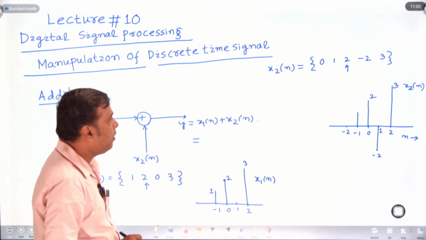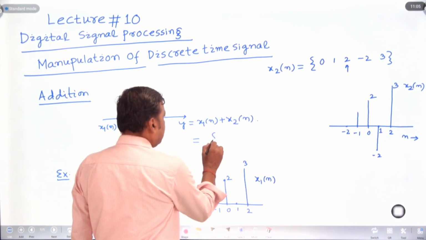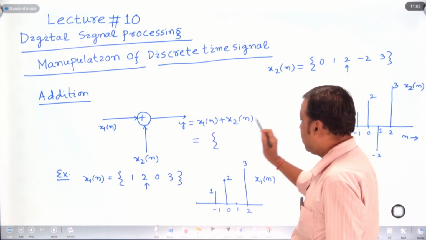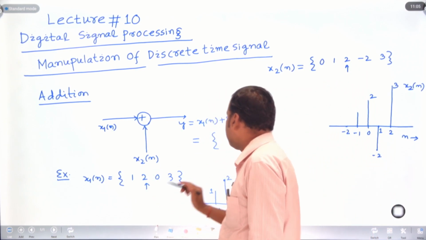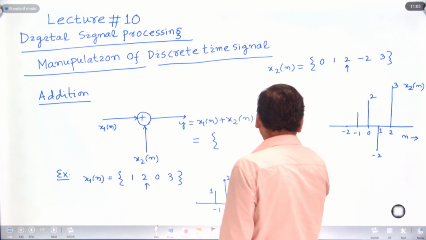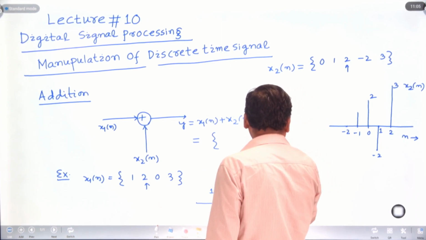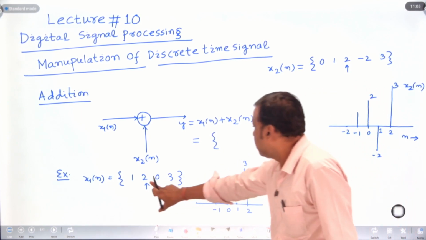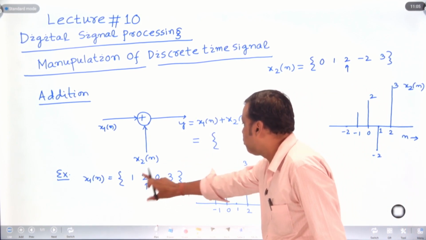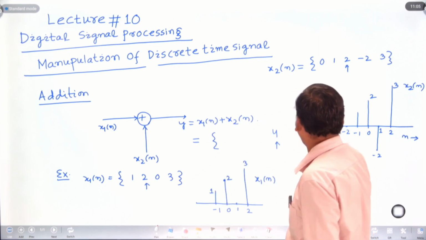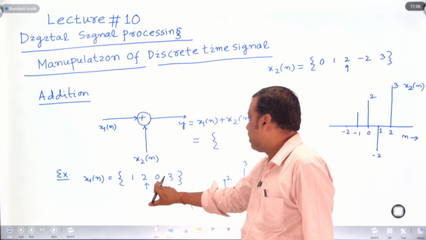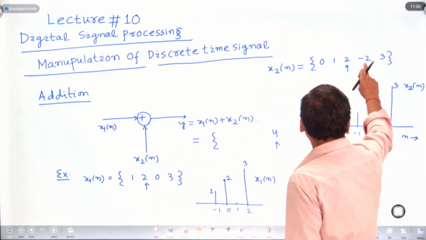First of all, you must add for n equal to 0. For n equal to 0, x2 of 0 is 2 and x1 of 0 is 2, so 2 plus 2 is 4. For n equal to 0, the resulting addition of the two discrete signals is 4. On the right side of the arrow mark, for n equal to 1, x1 is 0 and x2 is minus 2.